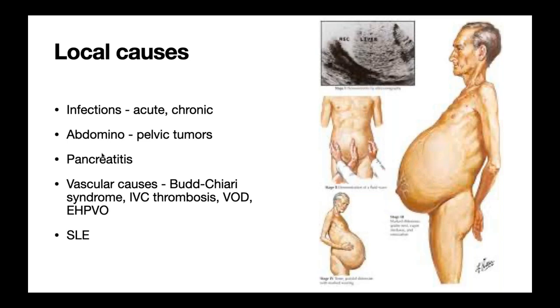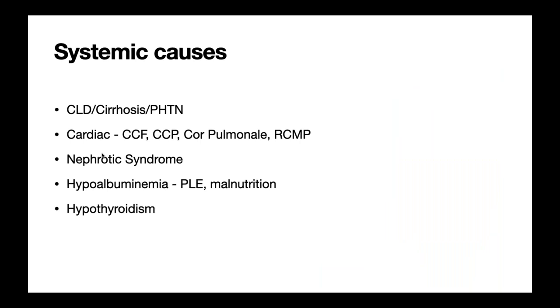Then the systemic causes. These are very well known to you. The chronic liver disease, cirrhosis associated with portal hypertension, the cardiac causes, namely congestive cardiac failure, chronic constrictive pericarditis, right-sided heart failure due to cor pulmonale or a restrictive cardiomyopathy. Then nephrotic syndrome, hypoalbuminemia due to any cause, which can be nephrotic syndrome, it can be protein losing enteropathy, it can be malnutrition.